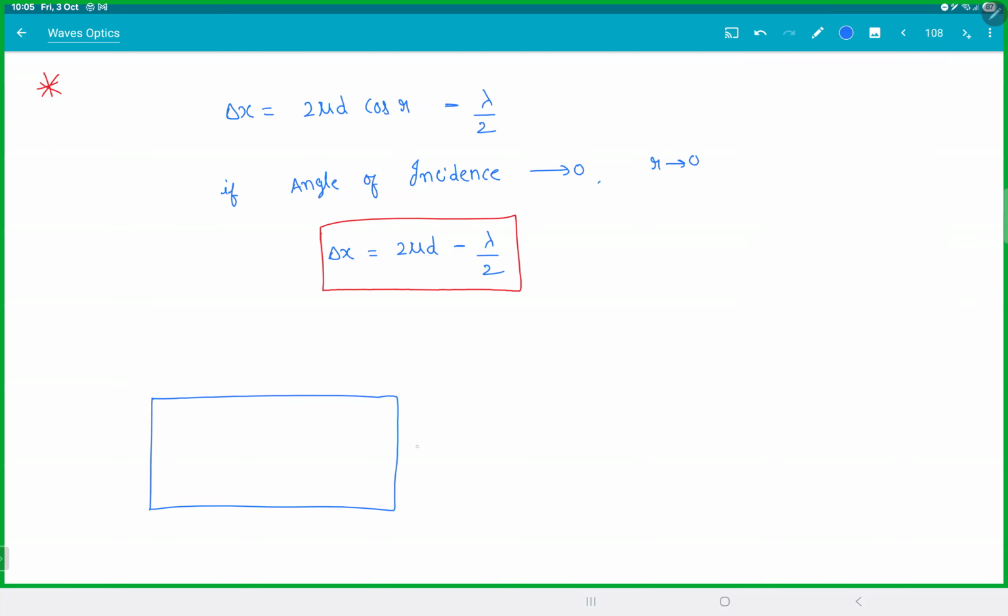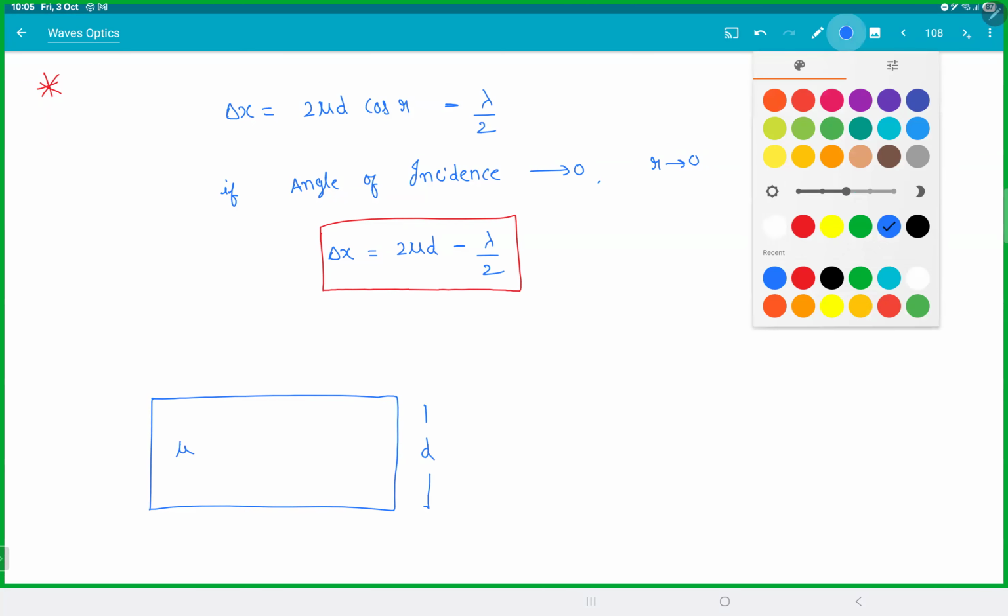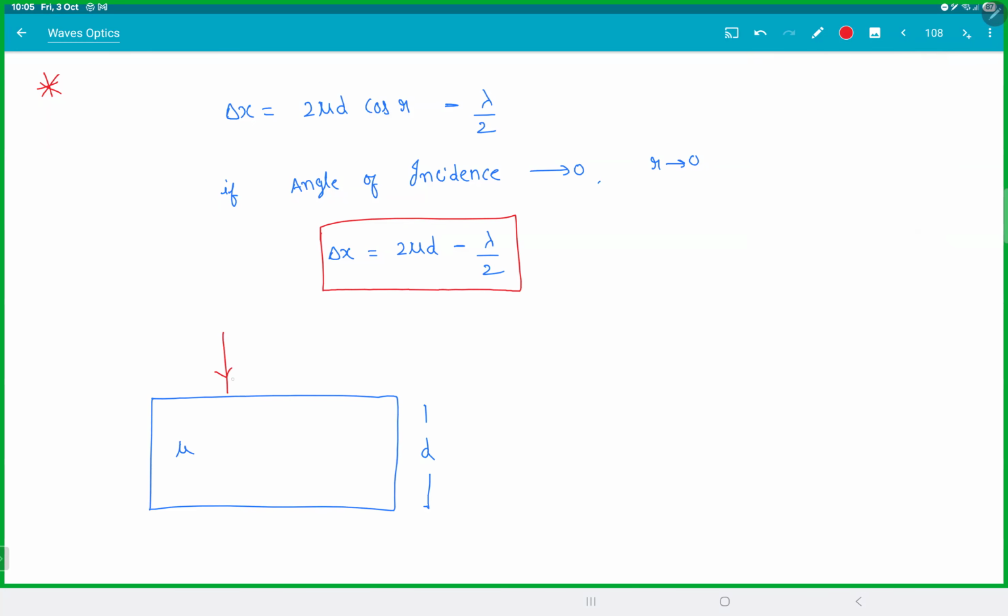So we have the slab here. This is d. This is mu. You're sending an incident light ray here along the normal, almost theta tending to 0. Because of this, you'll get ray 1. And because ray 1 is getting reflected, we get path difference lambda by 2. The other light ray will go inside the slab and will come out. This is ray 2. And since you're traveling inside a slab, it will travel mu d and mu d.